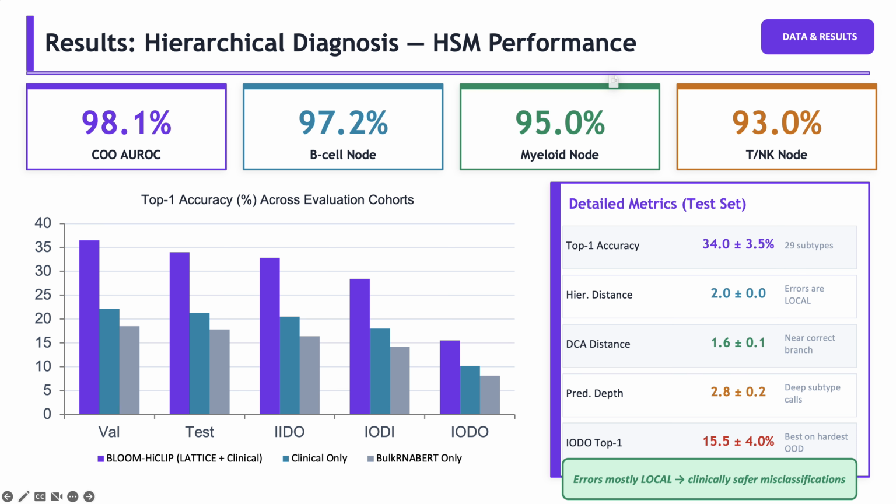The granular subtype classification across 29 subtypes, which is genuinely hard. Test set top 1 accuracy is 34%. That sounds low, but the task is classifying into 29 finely defined categories with sometimes very small training sets. More importantly, look at the hierarchical distance, 2.0 on the test set.